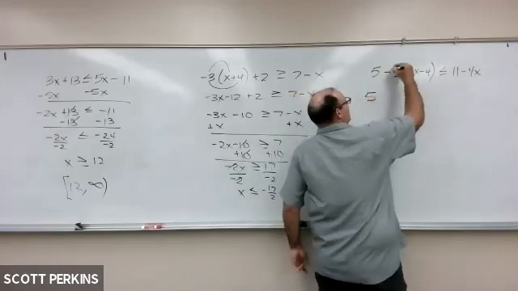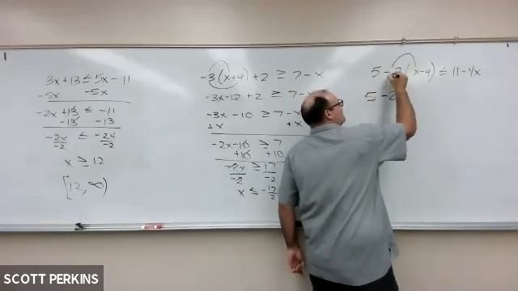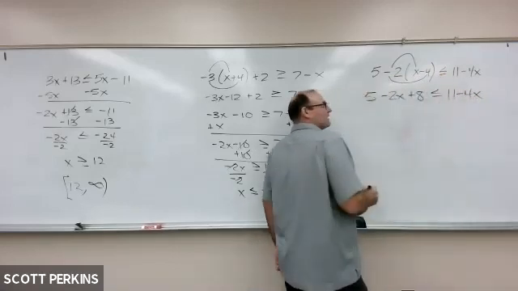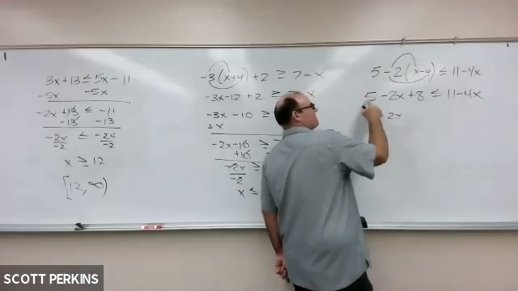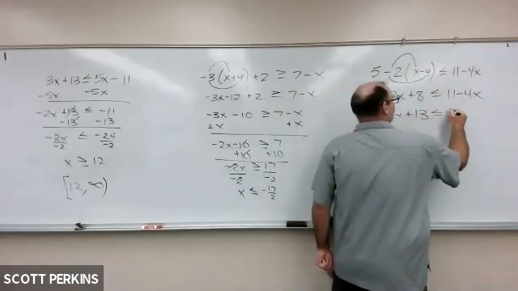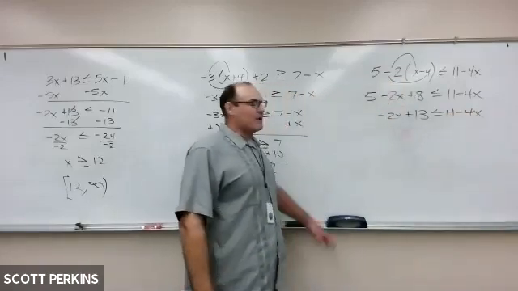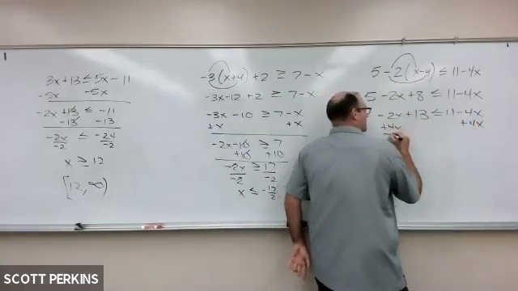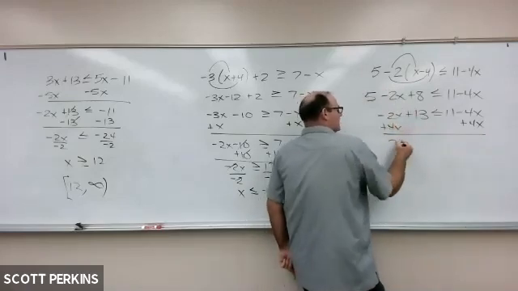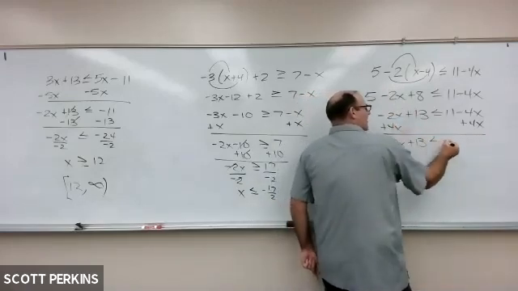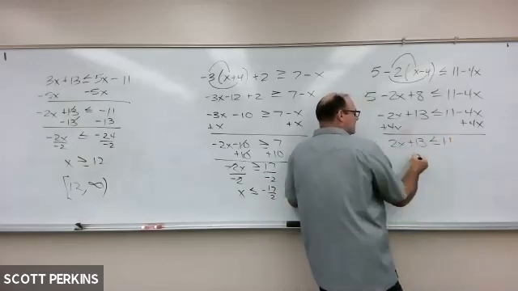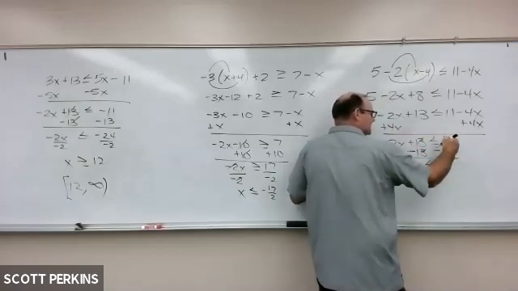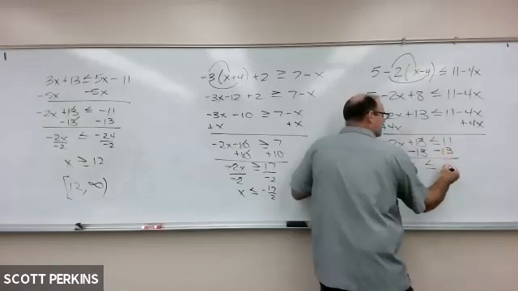So I have 5, and then negative 2 times x is negative 2x. Negative 2 times negative 4 is plus 8. I'm going to collect these like terms. So I have negative 2x, and 5 plus 8 is 13. I'm going to put my x's on the left, my numbers on the right. So I'm going to add 4x to both sides on this one. Negative 2 plus 4 is 2x. I have added, so I don't flip the sign. I'm going to subtract 13 from both sides. I've subtracted this time, so I don't flip the sign. And 11 minus 13 is negative 2.